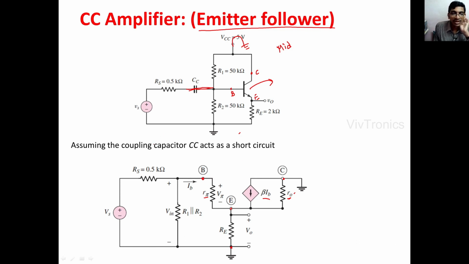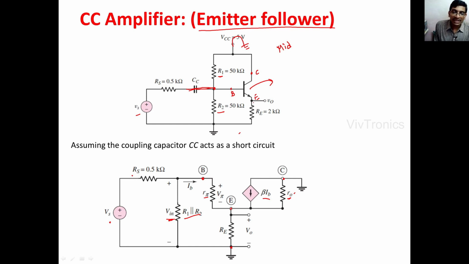Now we are going to draw the remaining parameters. VS and RS have been mentioned here from the ground terminal to the base terminal, and there are two resistances R1 and R2. They start from the base terminal and end at ground. Therefore, they are in parallel combination, which has the equivalent resistance of R1 parallel R2, and the voltage across this R1 parallel R2 resistance is nothing but the input voltage of our amplifier, which is equal to VIN.